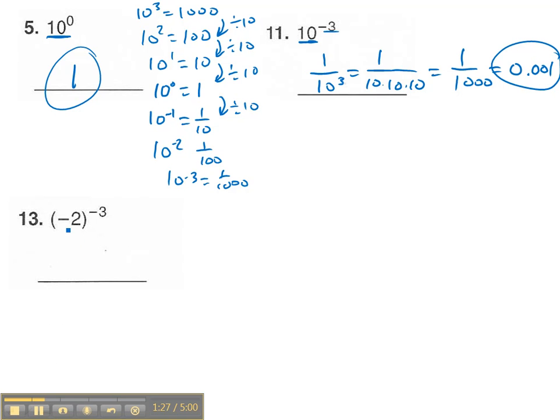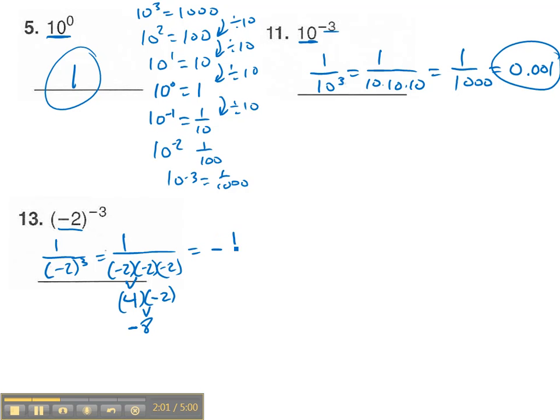On number 13, we have a negative base number, but we treat it the same. It's just 1 over the base number to the positive exponent. So this is 1 over negative 2 times negative 2 times negative 2. And we just use our rule for integers. 2 times 2 is 4, and since the signs are the same, the product is positive. You can use Baby Mindy for that also. So it's positive 4 times negative 2. 4 times 2 is 8, and now the signs are different, so the product is negative. So this is 1 over negative 8, which is the same as negative 1/8.